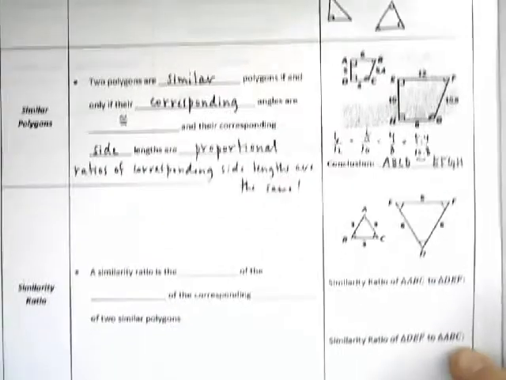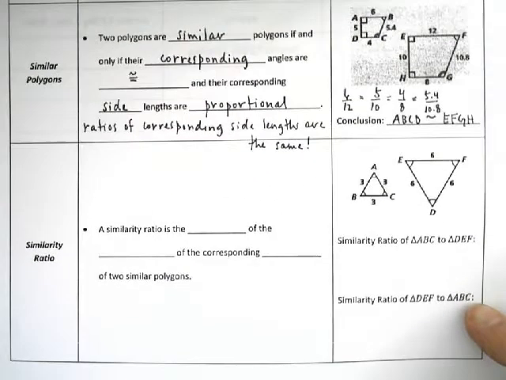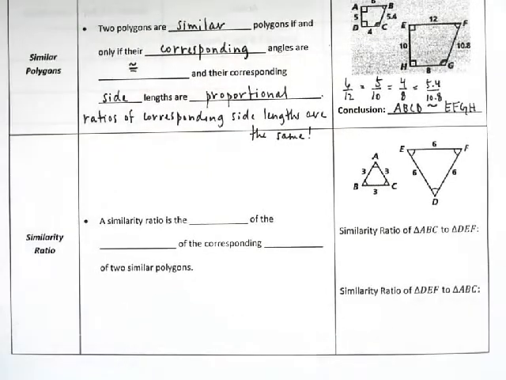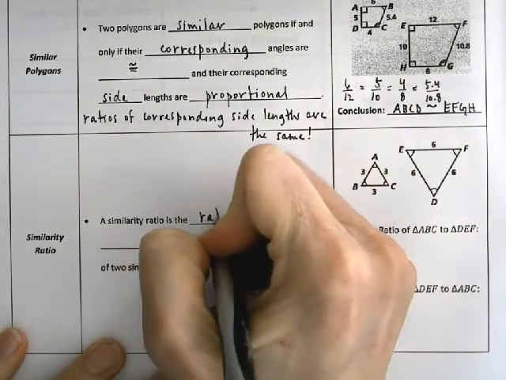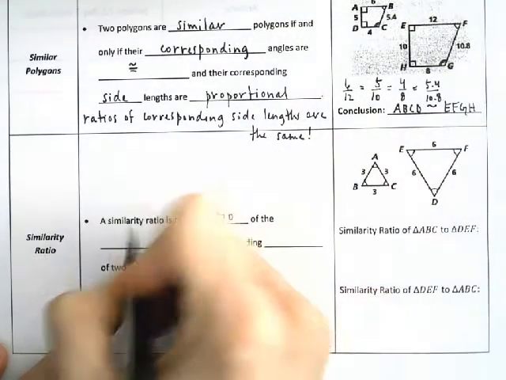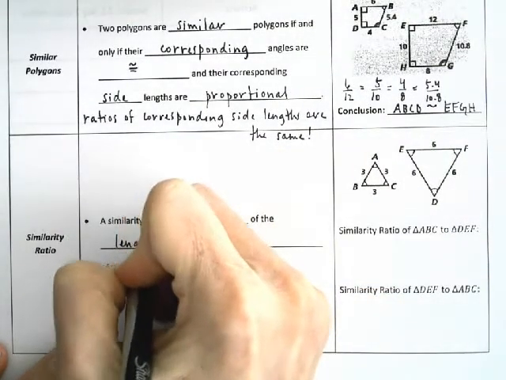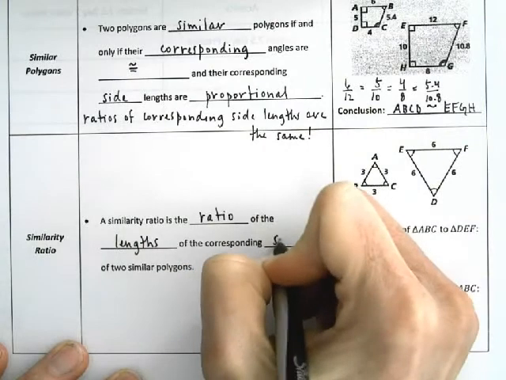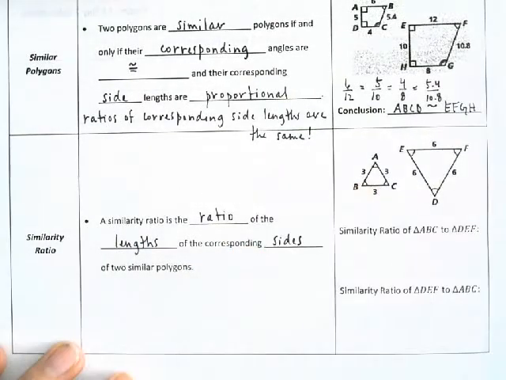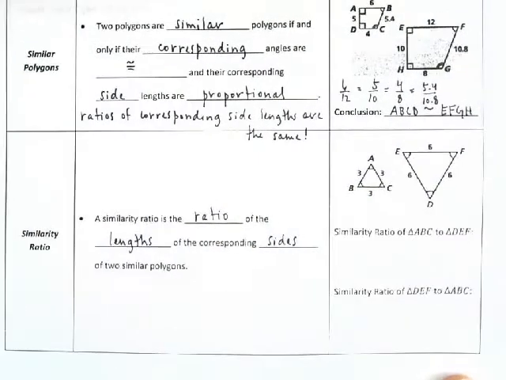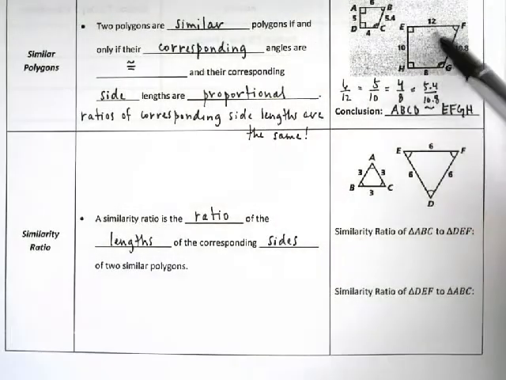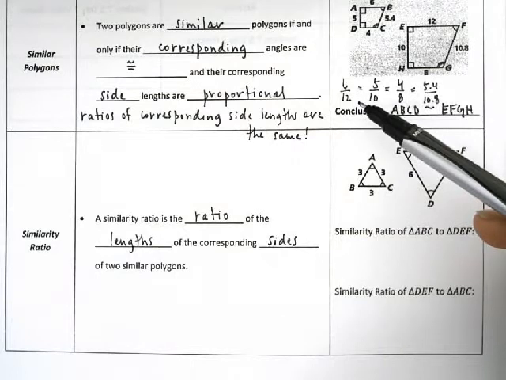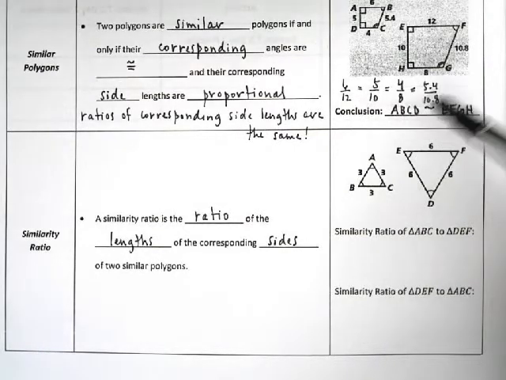So the last piece of this is some vocab, the similarity ratio. The similarity ratio is the ratio of the lengths of the corresponding sides of two similar polygons. So for example, if I had gone back up to this example, the ratio of the corresponding sides was 1/2. So this example would have had a similarity ratio of 1/2.